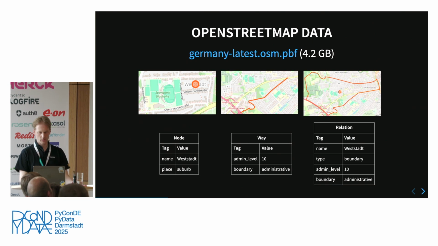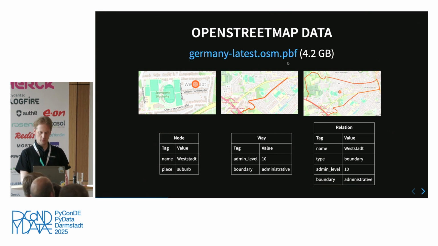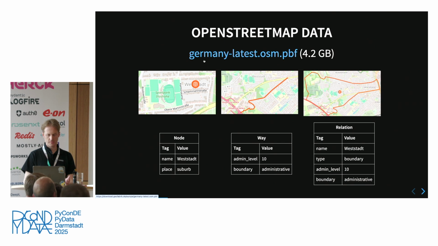Now let us take a look at OpenStreetMap data. So for Germany, the OpenStreetMap protocol buffer binary format, PBF, is about 4.2 gigabytes large. And it consists mainly of 3 different types of objects. There are nodes that are more or less just a location and are equipped with tags describing that node. Then there are ways, which are a collection of nodes. And finally, there are relations, which could consist of several nodes and ways.